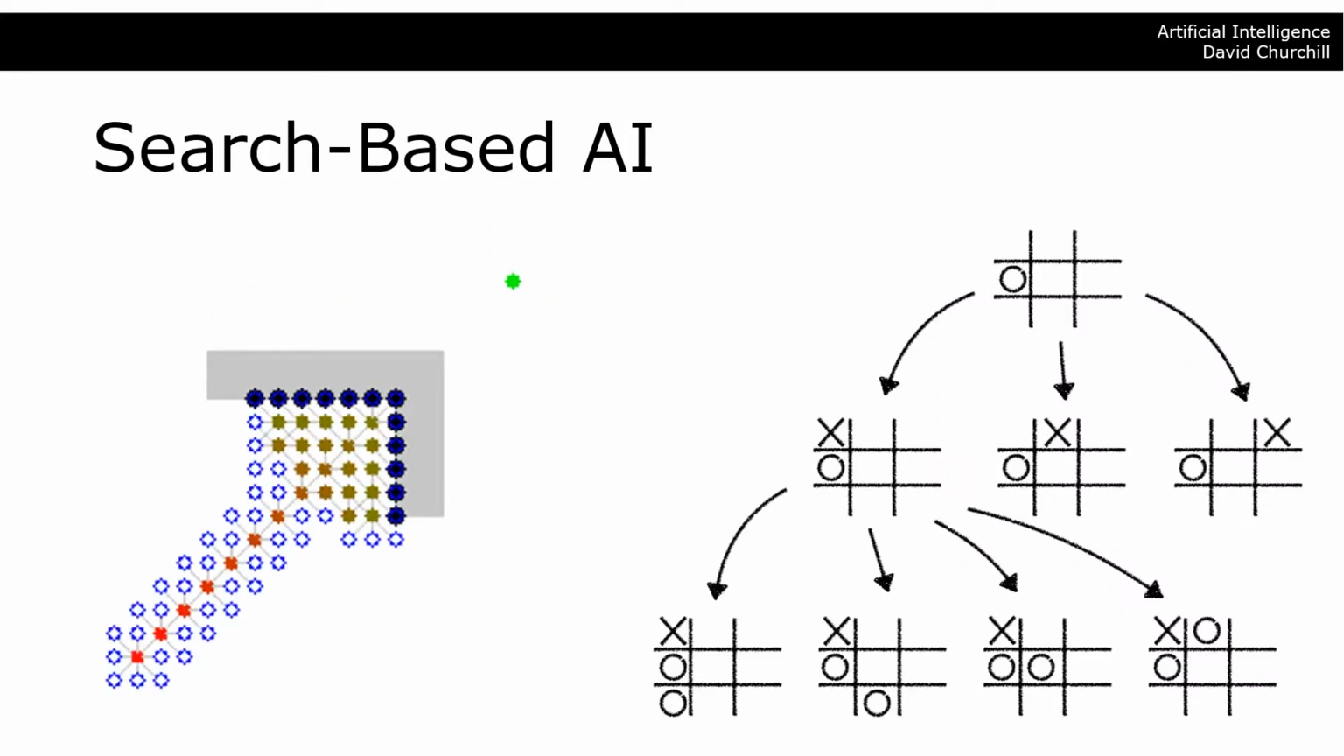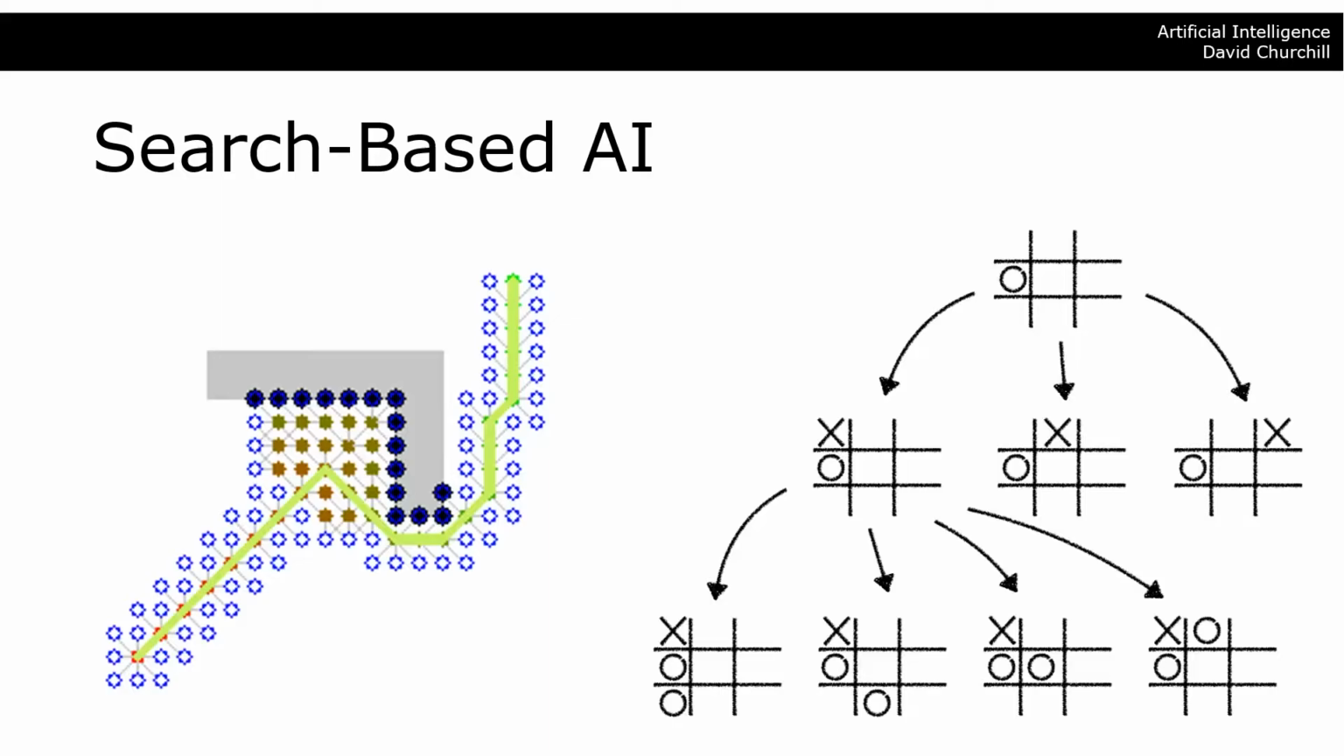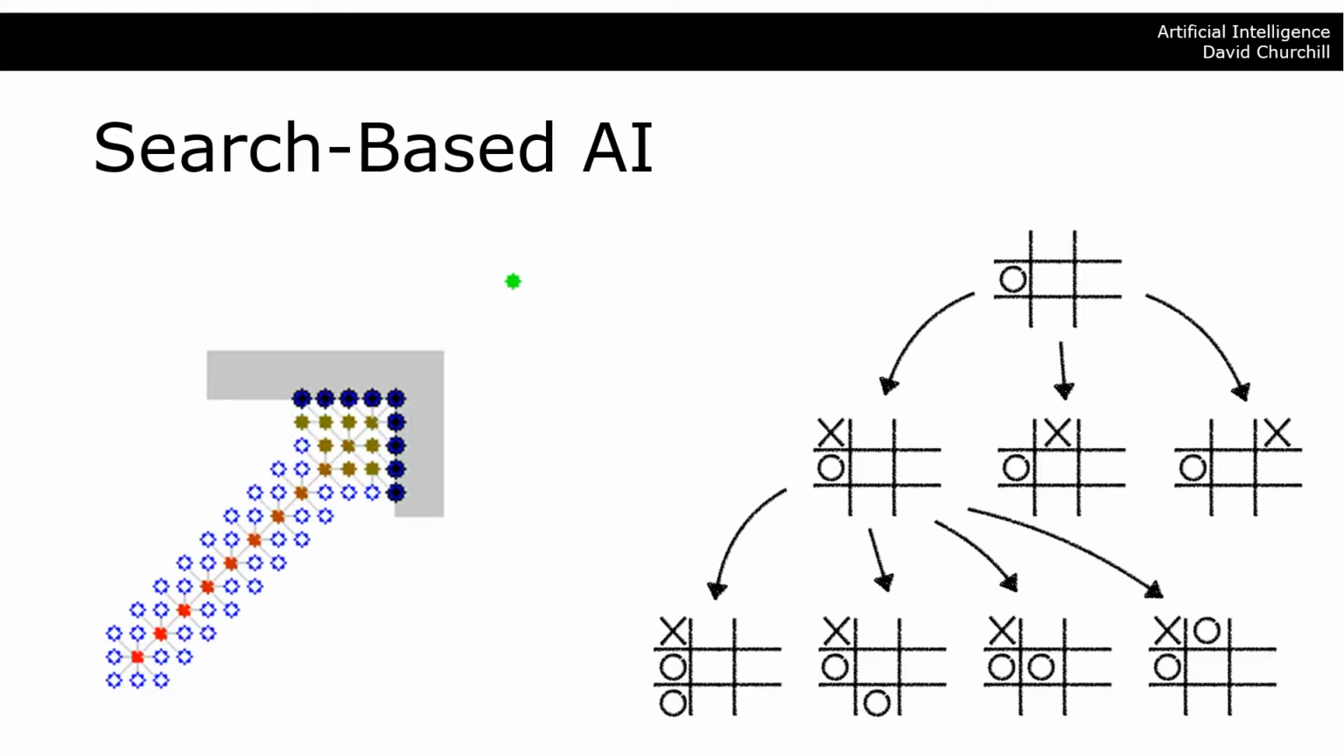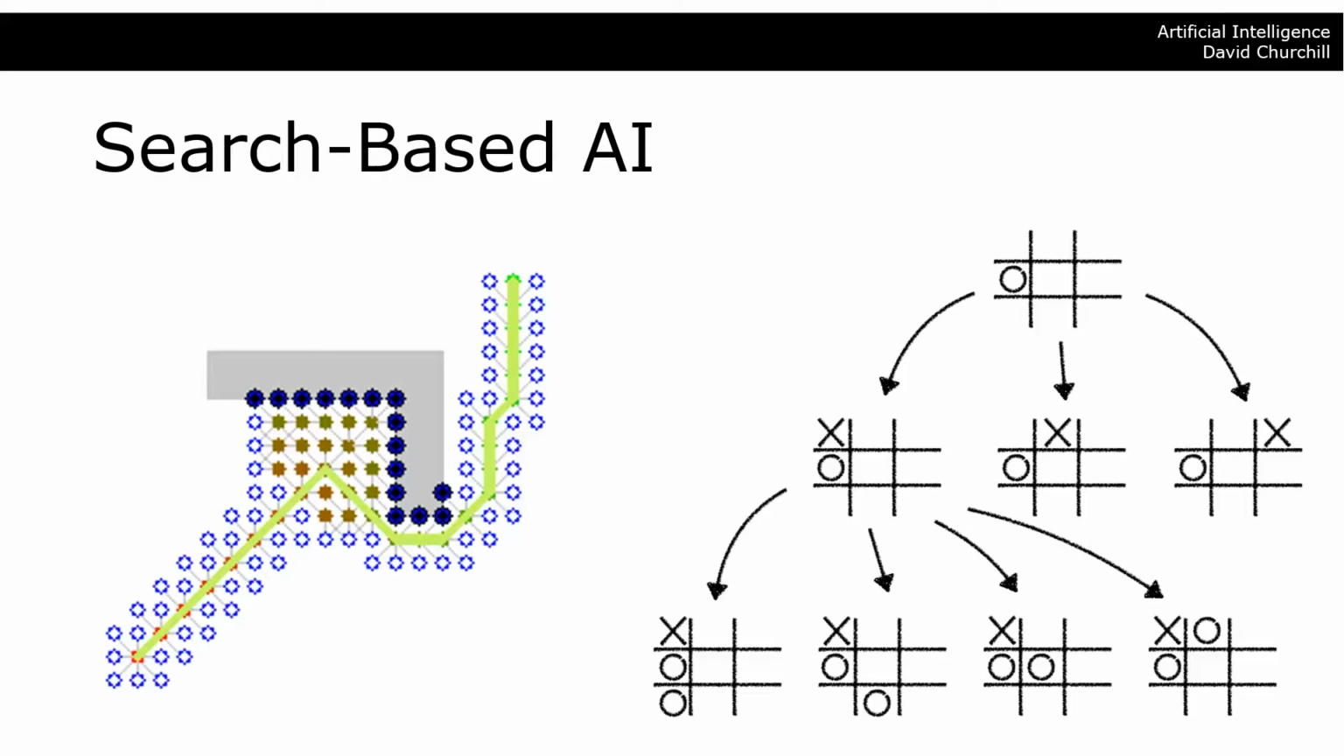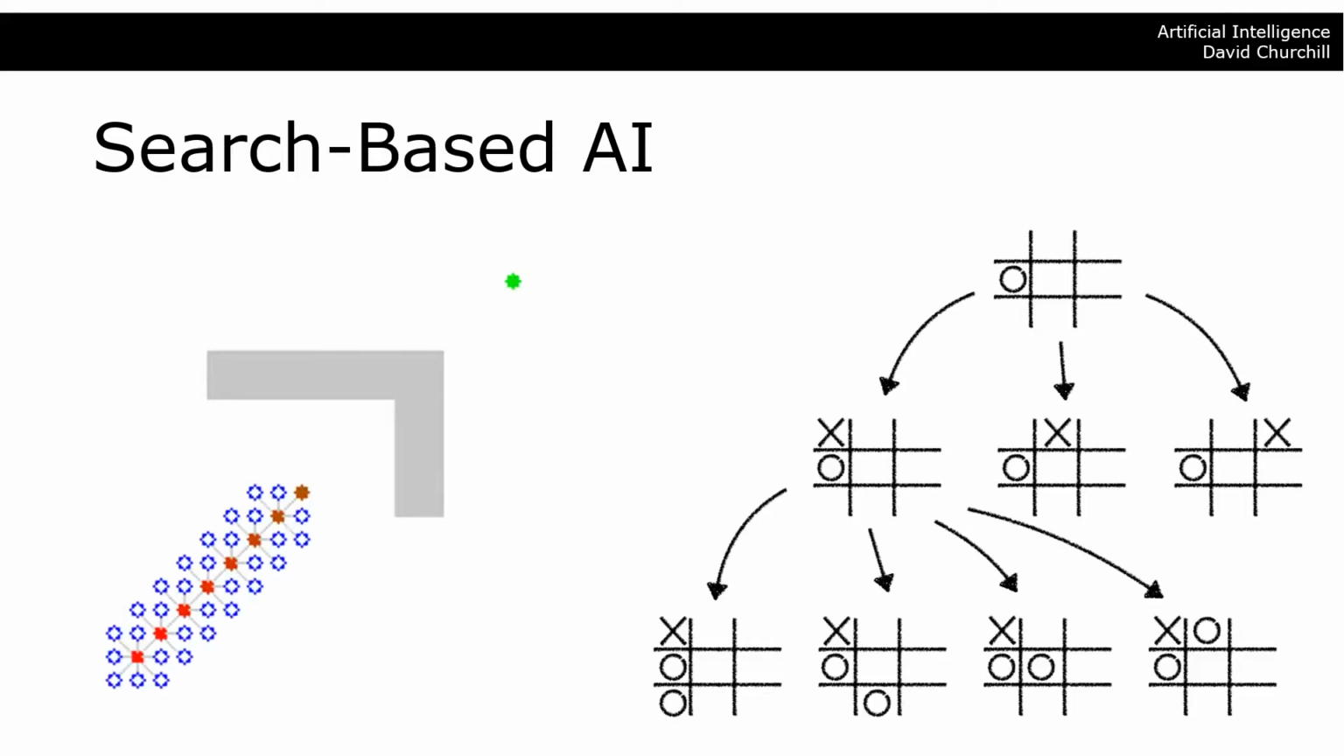Unlike machine learning, search-based AI systems are not trained in advance, but instead they operate in real time. Search algorithms exhaustively explore all possible actions within an environment, and then examine their outcomes in order to determine which sequence of action best leads the agent towards its goal.